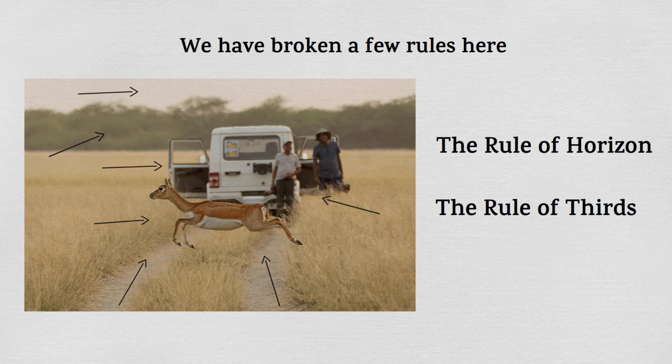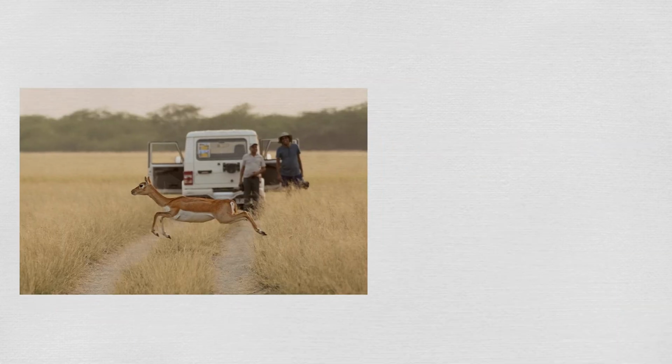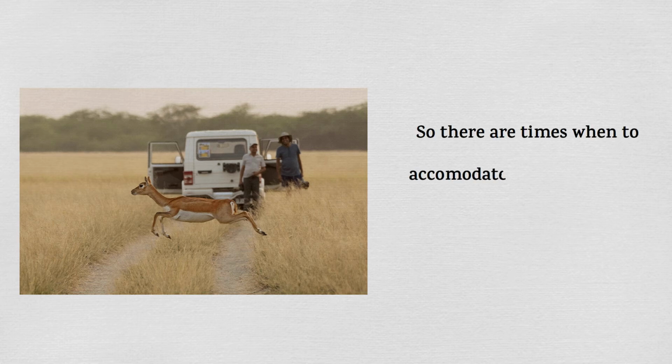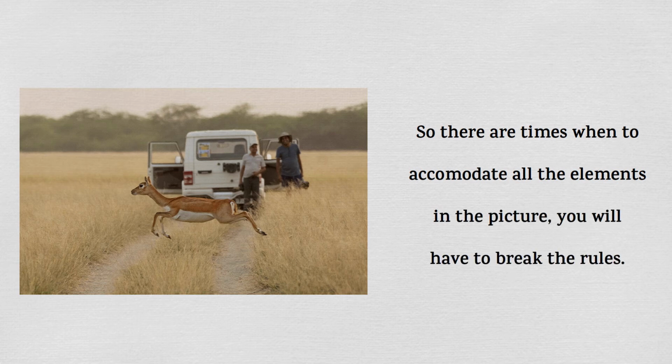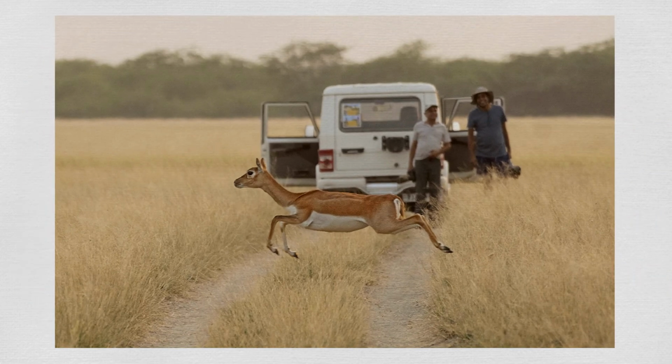The reason is that if we follow the rule of thirds here, then we will have the jeep off-centered and the path also off-centered, which will not look nice. So there are times when, to accommodate all the elements in the picture, you will have to break the rules. And if that makes the picture look aesthetically nice, then you should break the rules.